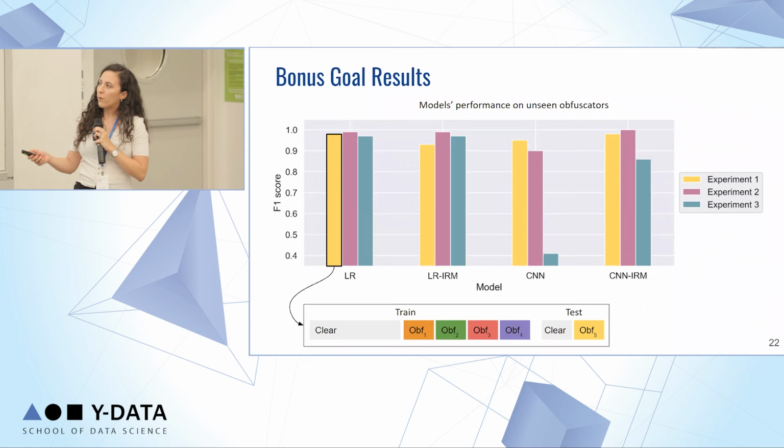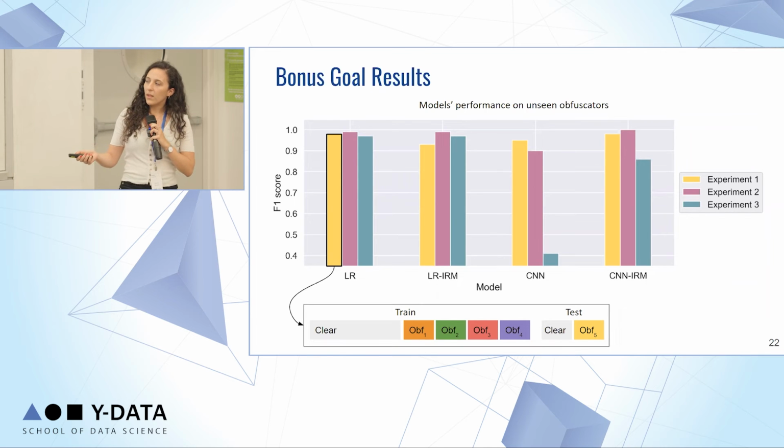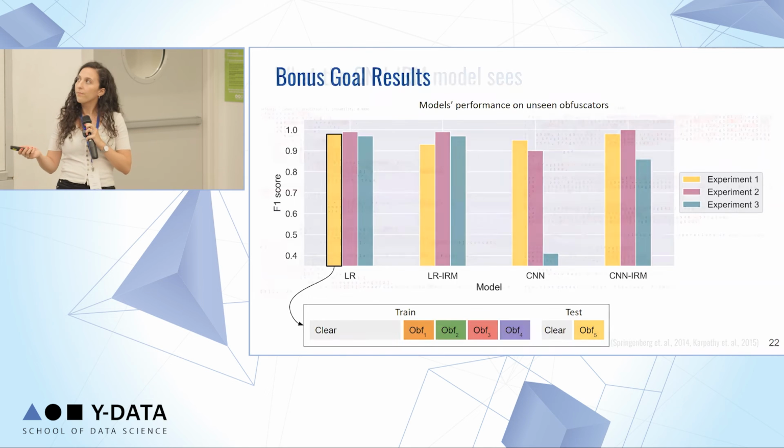IRM didn't change this very much. However, in the CNN, we can see that it did struggle a lot with one of the obfuscators, and this could be because it didn't receive the handcrafted features that we gave it, but relied only on the patterns of the ASCII characters. However, once we added IRM loss here, we can see again a significant improvement in the results.